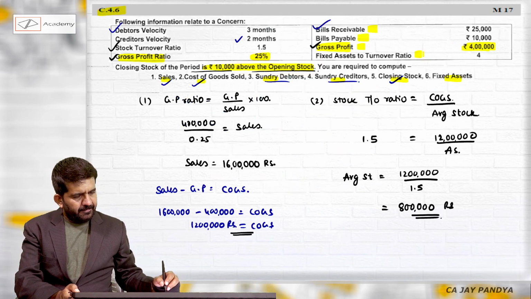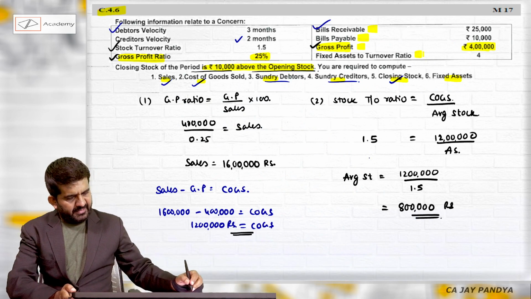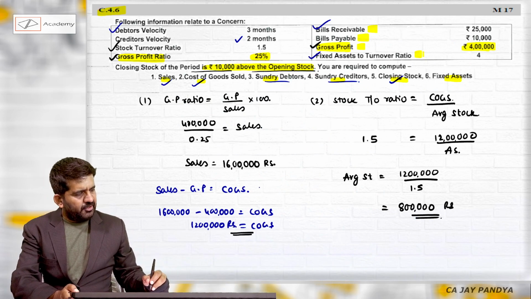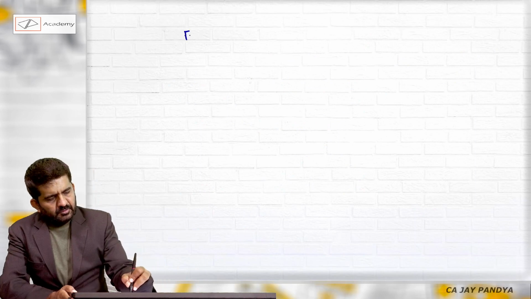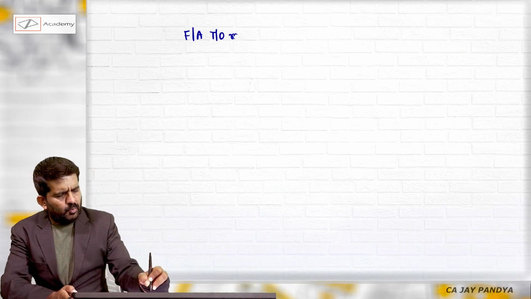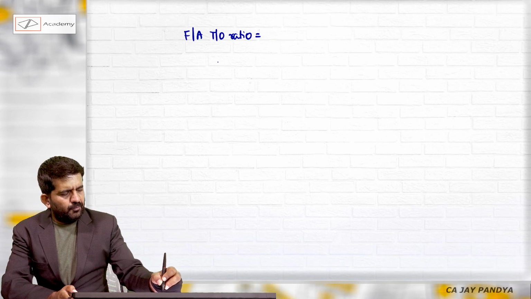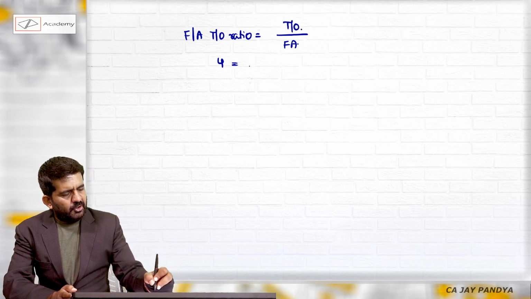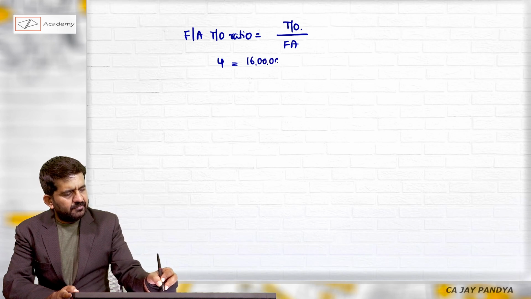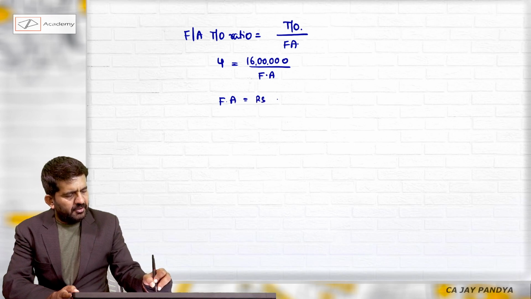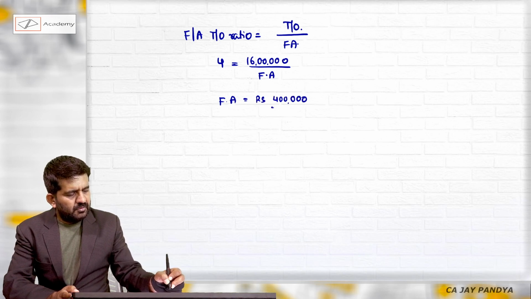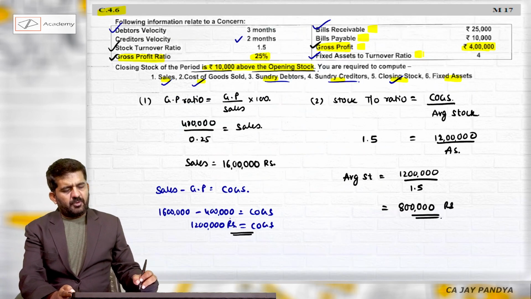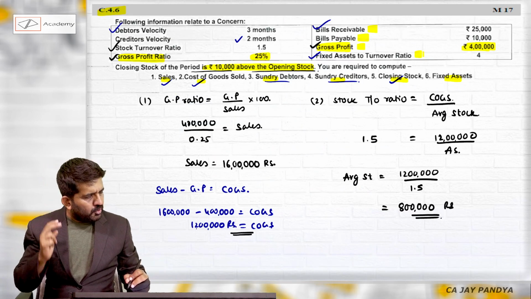Next we need to find out fixed asset. We are having fixed asset turnover ratio 4. Fixed asset turnover ratio is 4. What is fixed asset turnover ratio? In the denominator, fixed asset will be written. In the numerator, turnover will be written. Turnover we know is 16 lakhs. Fixed asset will be 4 lakh rupees. So I have all the answers which are required: sales, COGS, sundry debtors, sundry creditors, closing stock and fixed assets.